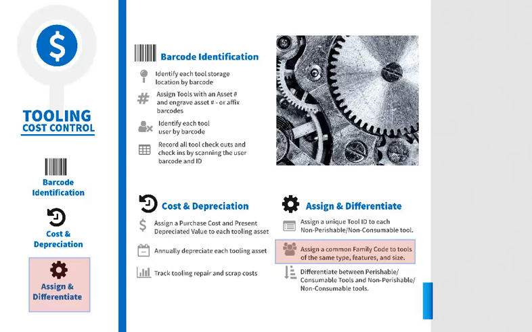Now, family codes are basically tooling types. You need to assign a family code to tools of the same type, feature, and size. This way, if you're looking for a particular tool type or function, you can find out how many of that tool you have on hand.